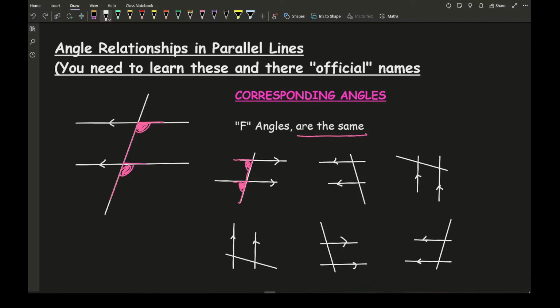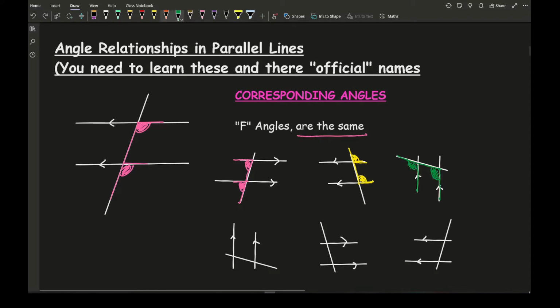So let's have a look at where we can find these potential Fs. Looking at this second diagram, I can see another F that looks like this. You can see how it's upside down. So this angle here and this angle here would therefore be the same. And likewise, in this third diagram, I can see an F that looks like this. So these two angles would be the exact same.